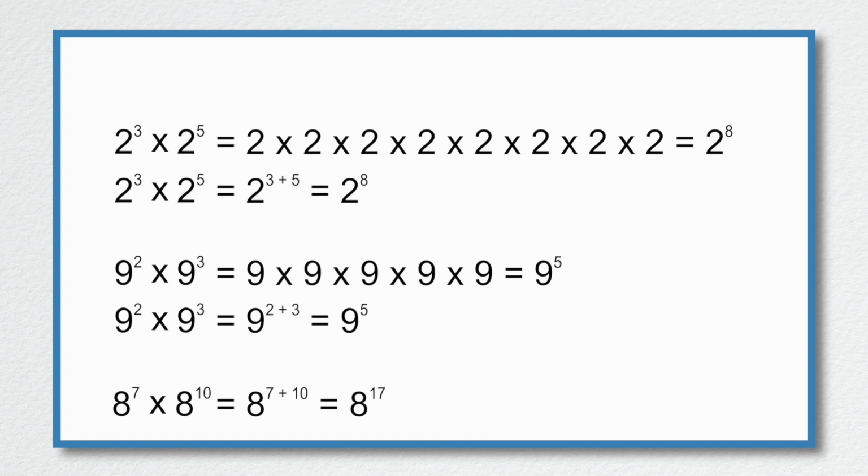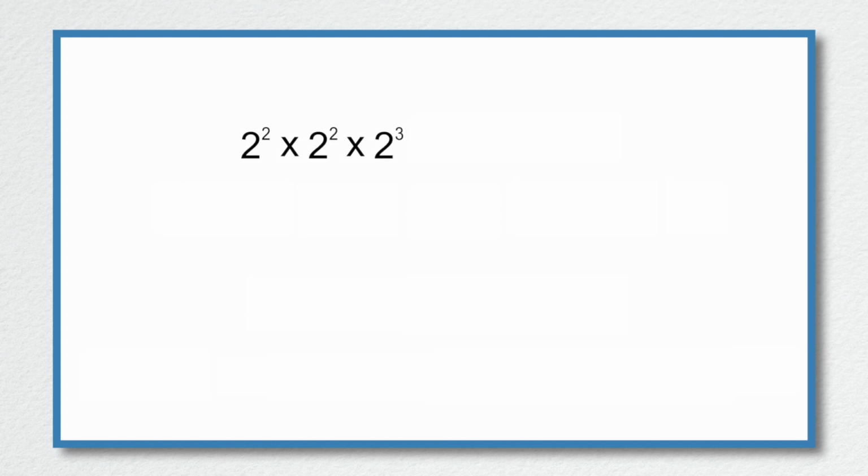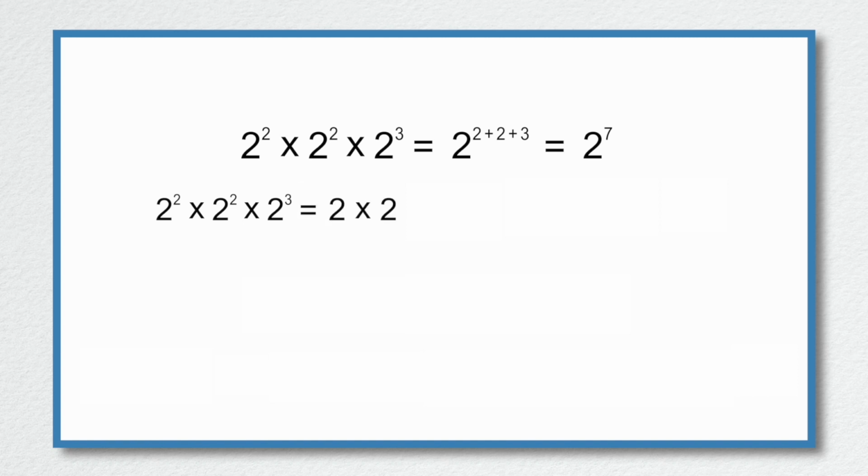We can extend this rule. So if I had 2 to the power of 2 multiplied by 2 to the power of 2 multiplied by 2 to the power of 3, then that would be 2 to the power of 2 add 2 add 3, which is equal to 2 to the power of 7. And we can show this. So 2 to the power of 2 is 2 times 2, multiplied by another 2 times 2, multiplied by 2 times 2 times 2. And that, of course, is 2 multiplied by itself 7 times, so we end up with 2 to the power of 7.